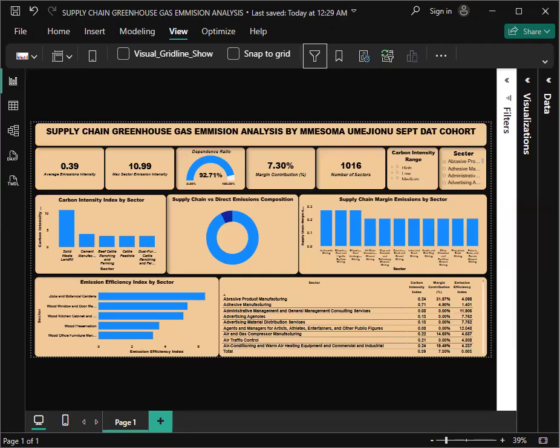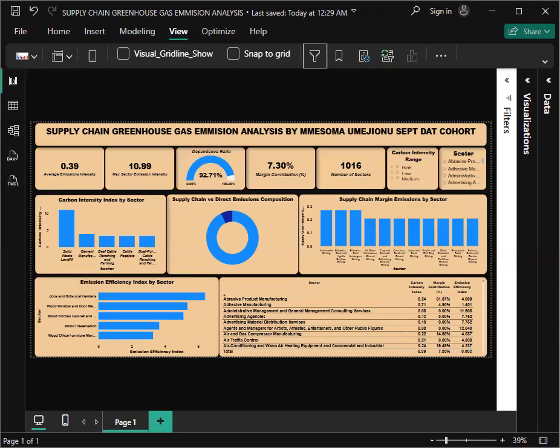Okay, looking at the visual, the emission index by sector, we can see that the zoos and the botanical gardens show the highest emission efficiency, followed by the wood window and door manufacturing, the wood kitchen cabinet manufacturing, and the wood preservation. These sectors generate economic activities with comparatively lower emissions per output.